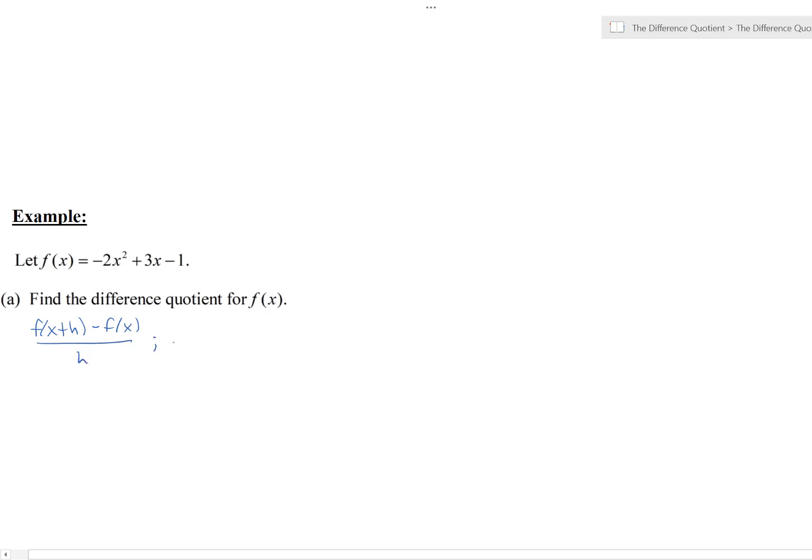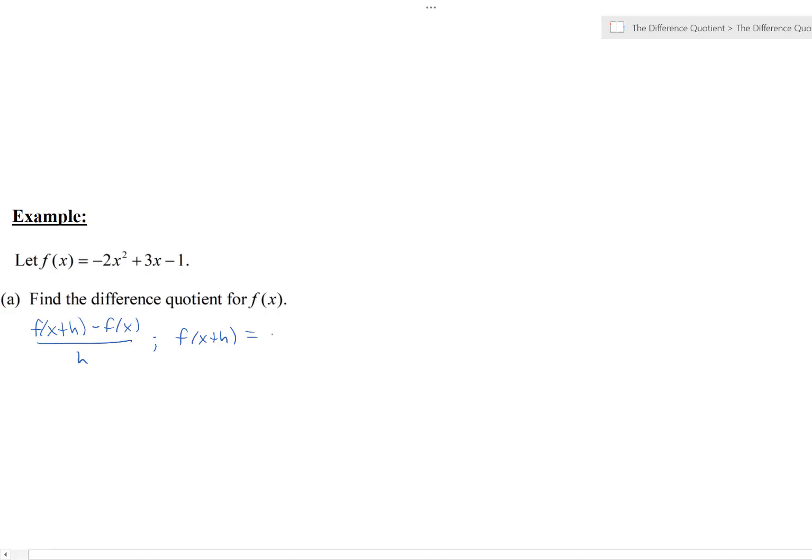First thing we'll do, let's go ahead and find f of x plus h. That will require the most amount of algebra. So we're just going to replace every x we see in the formula with x plus h. So I replace: negative 2 times the quantity x plus h squared, plus 3 times x plus h, and then minus 1.